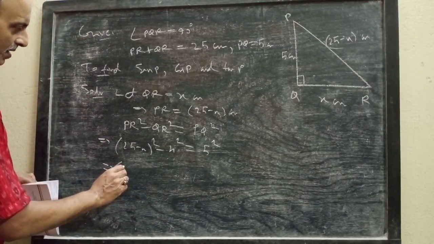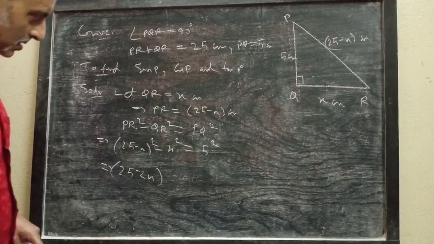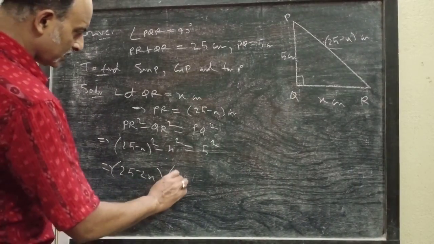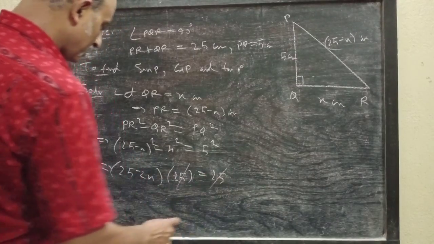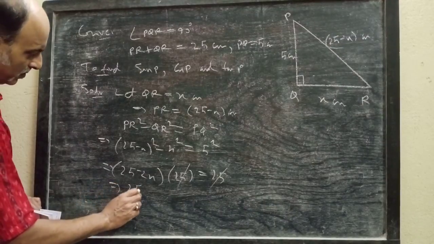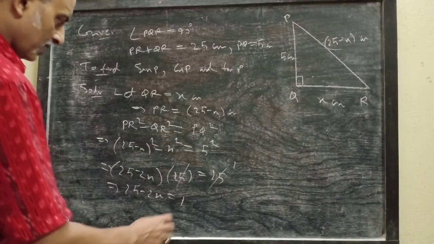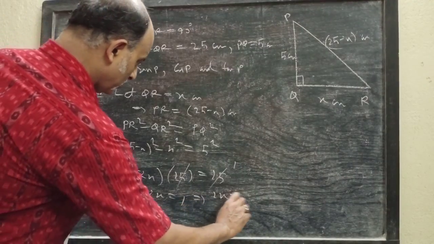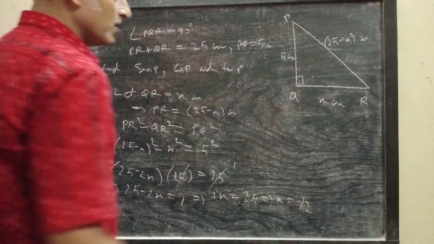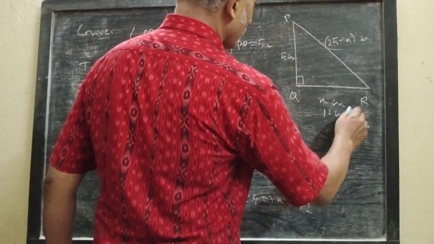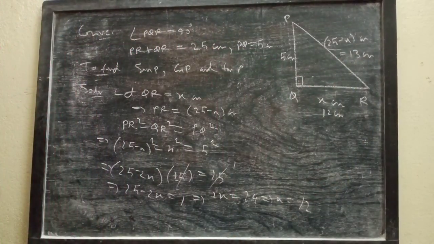Applying a square minus b square formula, we get (25 minus 2x) into 25 equals 25. Cancel the 25. You get 25 minus 2x equals 1. Look here, 1 remains. That means 2x equals 24, that means x equals 12. So you get QR 12 centimeter and PR becomes 25 minus 12, 13 centimeter.